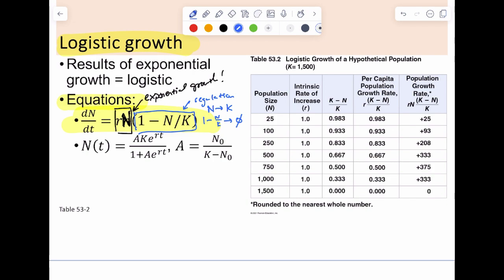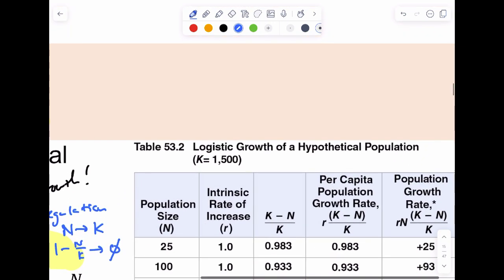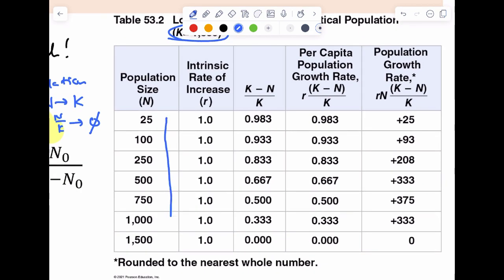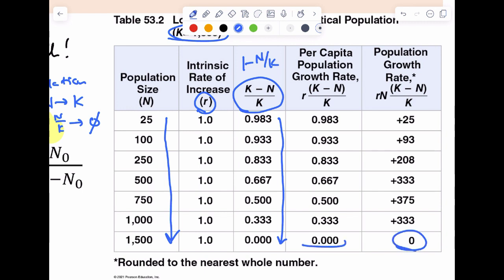In the data table here, they tell you that K equals 1,500. As we make the population size get closer and closer to that 1,500, they have the rate of growth, we're just calling it a 1. But this factor, k minus n over k, is the same thing as 1 minus n over k. They're the exact same statement. The closer we get that population to 1,500, this ratio goes to 0, and then the growth rate approaches 0.